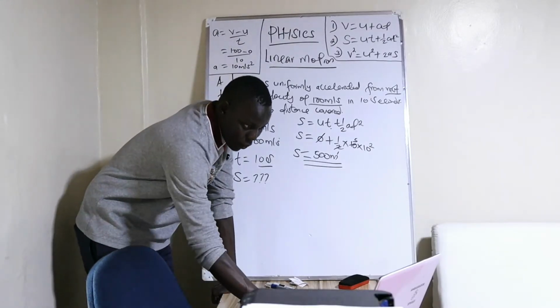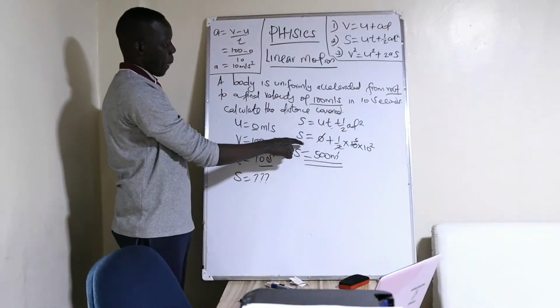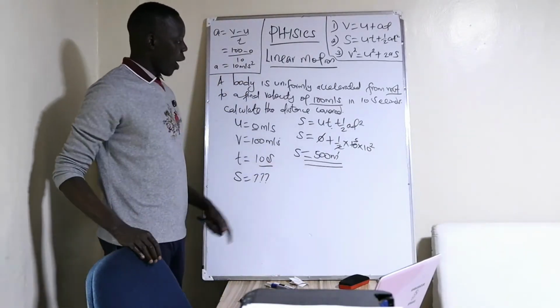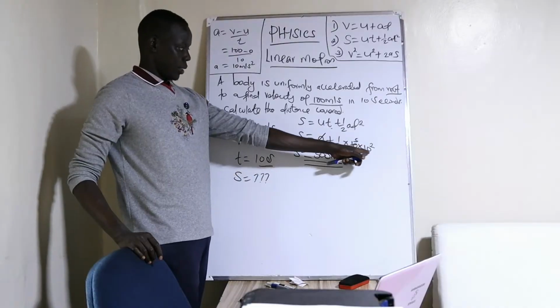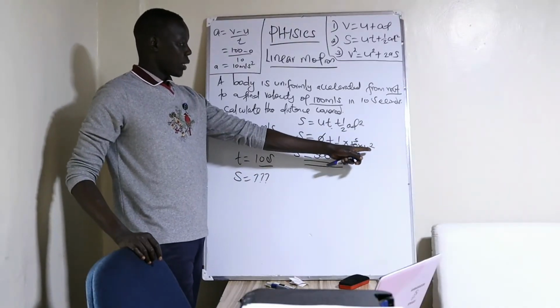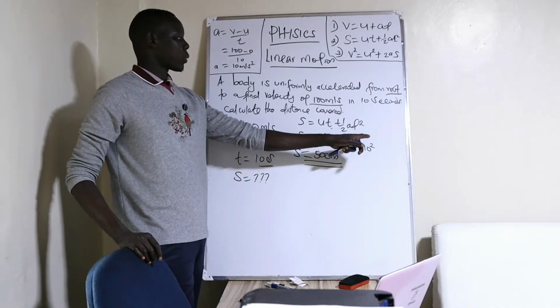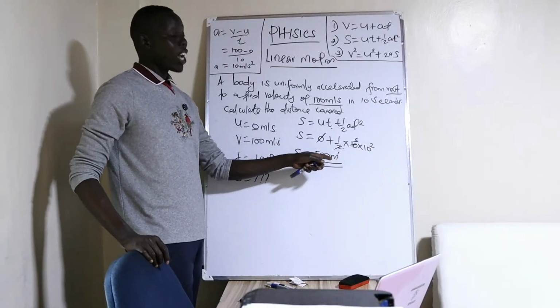Yes, so this question now will land you to half times 10 times 10 squared. So 10 squared is 100 times 10, 1000 times half gives you 500 meters.